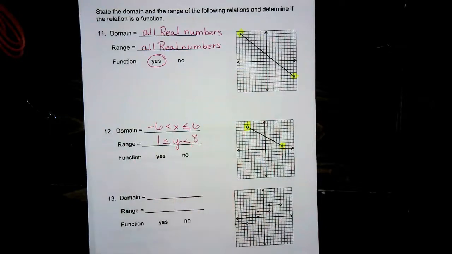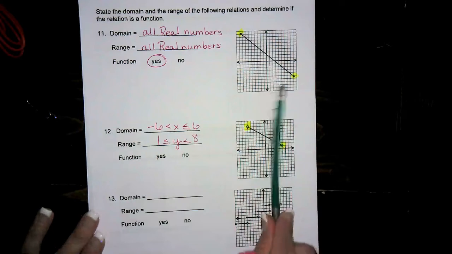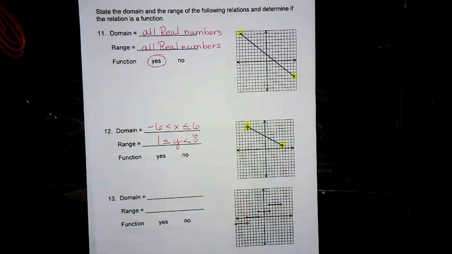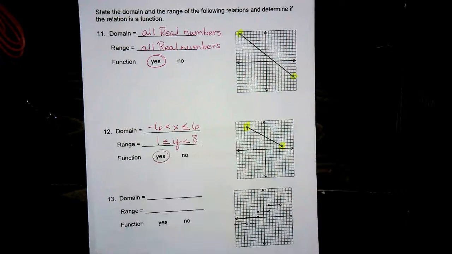Now, is it a function? Well, go back to your vertical line test. If I put a vertical line anywhere on this graph, it's only going to touch it one time. So yes, it is a function.